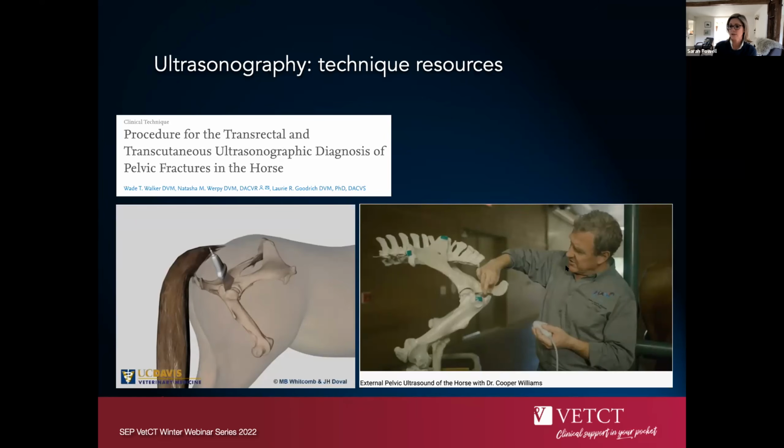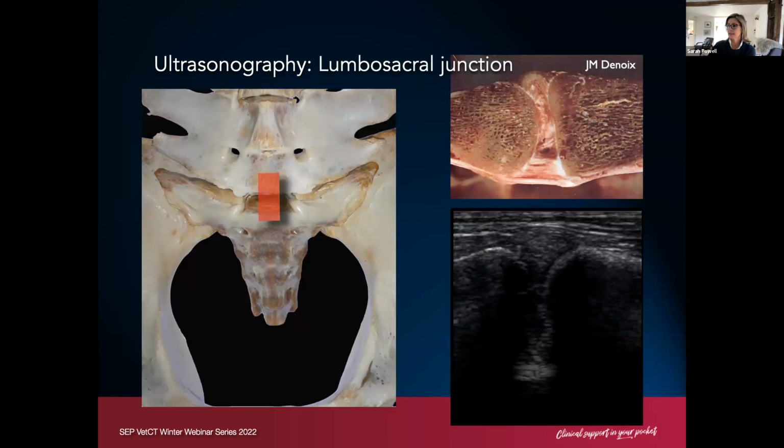But if you haven't got access to that, then there are some really good online resources which will certainly give you a good start. I just want to spend a couple of slides on the technique of ultrasound, the per rectum examination of the lumbosacral junction and the sacroiliac joints, just to show you the sort of location of the probe and how you're going to approach doing this. And we'll talk a little bit later about abnormalities.